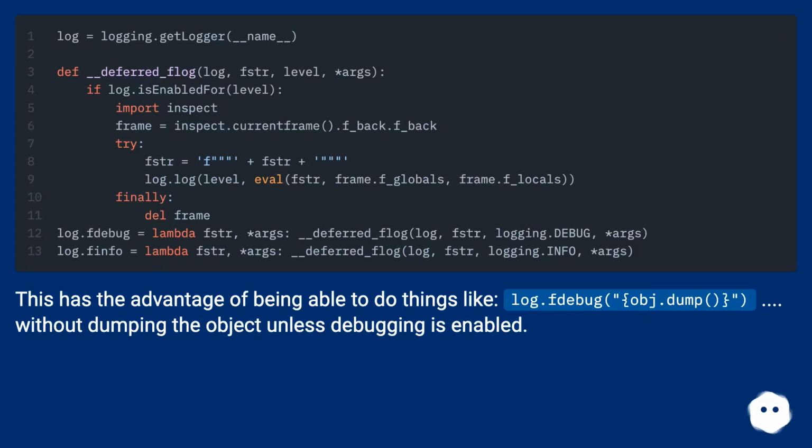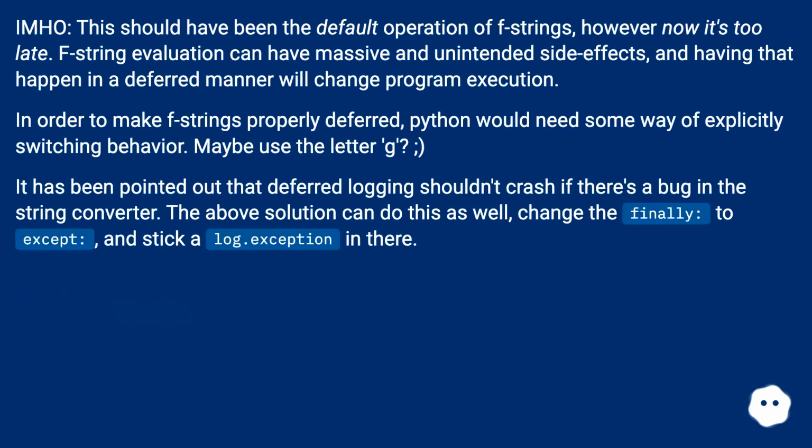This has the advantage of being able to do things like log.ftdebug, obj.dump, without dumping the object unless debugging is enabled. Imho, this should have been the default operation of f-strings, however now it's too late. F-string evaluation can have massive and unintended side effects, and having that happen in a deferred manner will change program execution. In order to make f-strings properly deferred, Python would need some way of explicitly switching behavior.